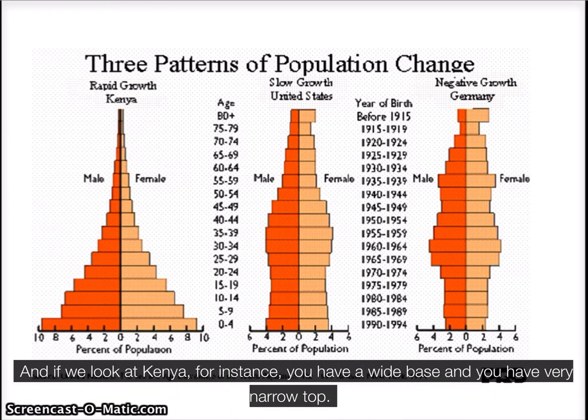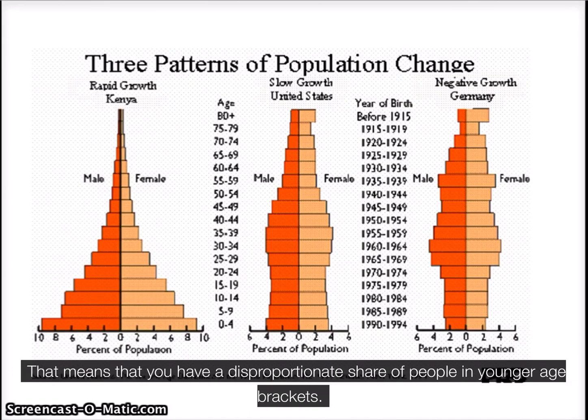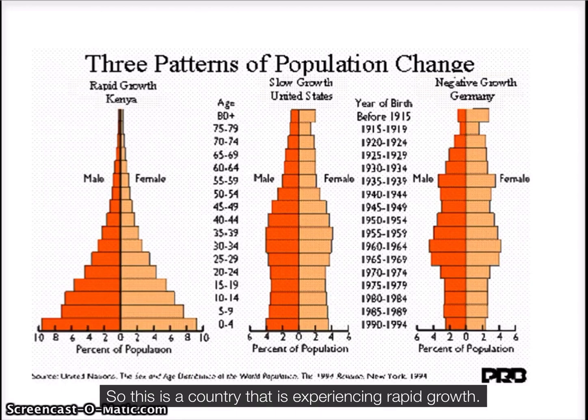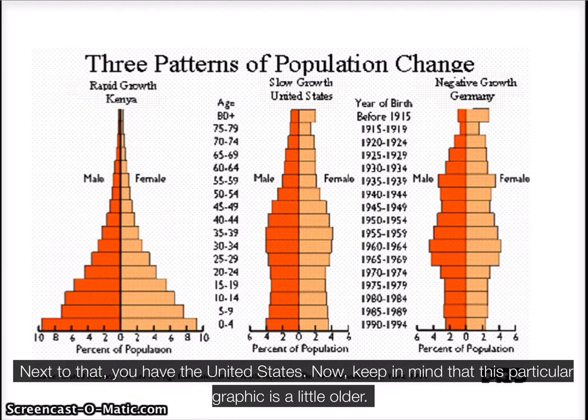If we look at Kenya, for instance, you have a wide base and you have a very narrow top. That means that you have a disproportionate share of people in younger age brackets. So this is a country that is experiencing rapid growth. Next to that, you have the United States.